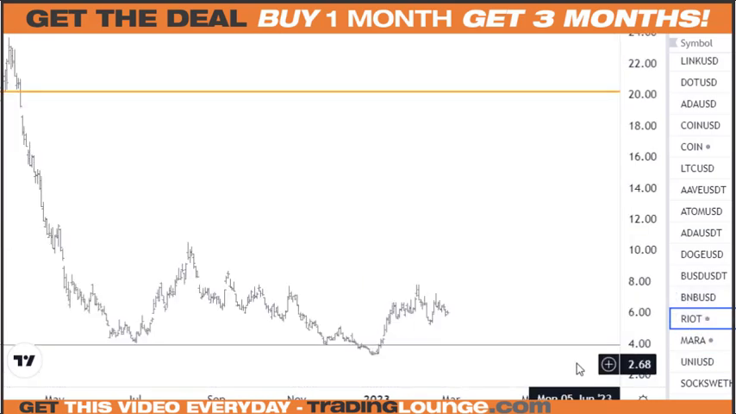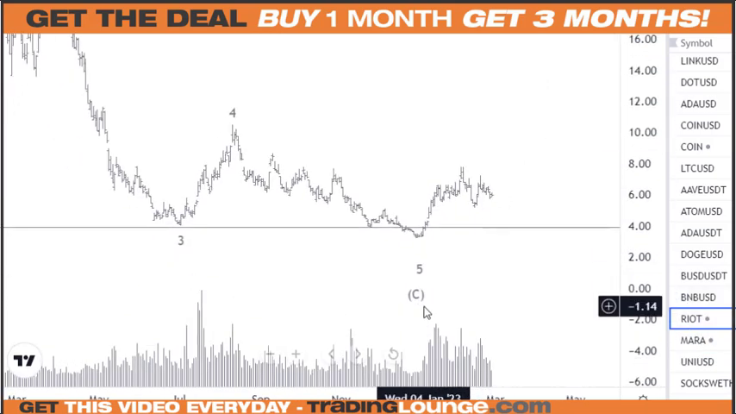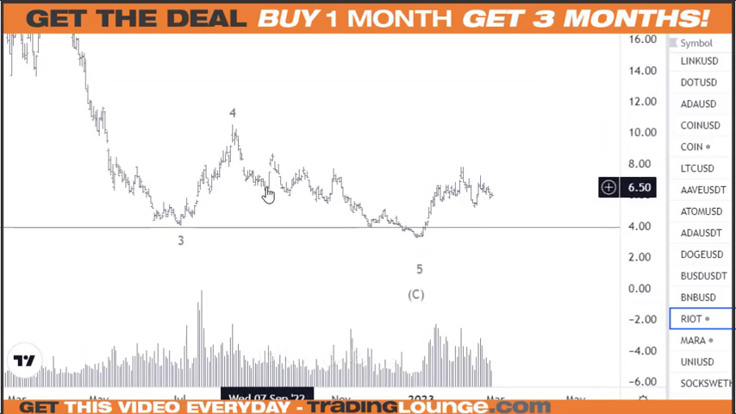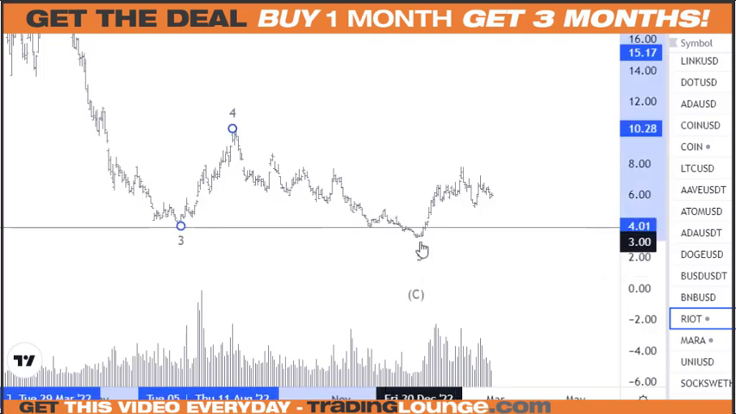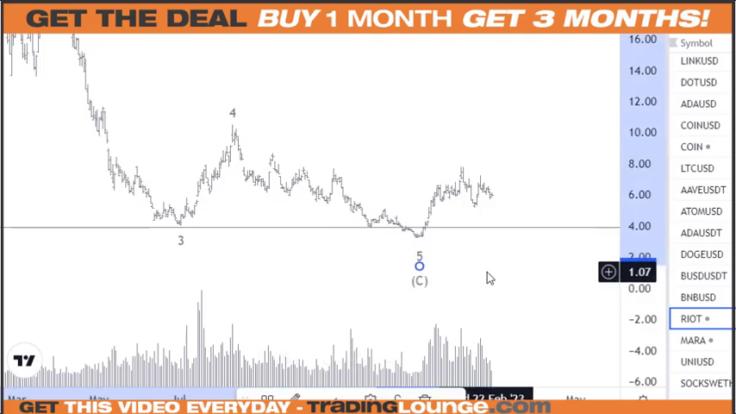What about Riot here? Well, Riot's a little bit better, so we could actually squeeze, say, wave 1 out of this, then an A wave and a B wave to here and a C wave to here. So basically 1, 2, 3, 4, 5. That fits nicely. I'm just looking around the block to see what's what.